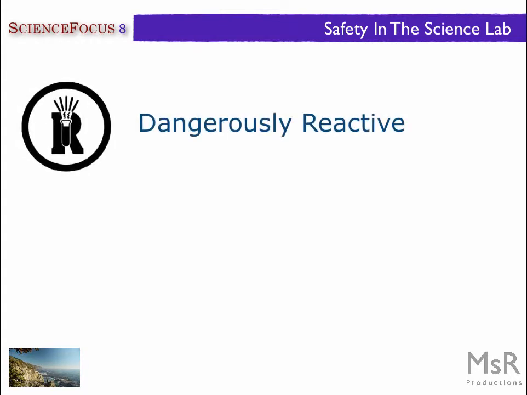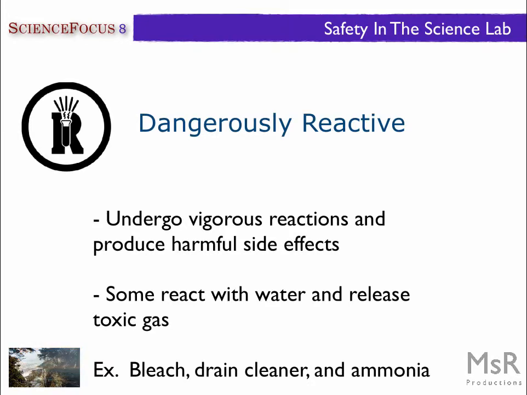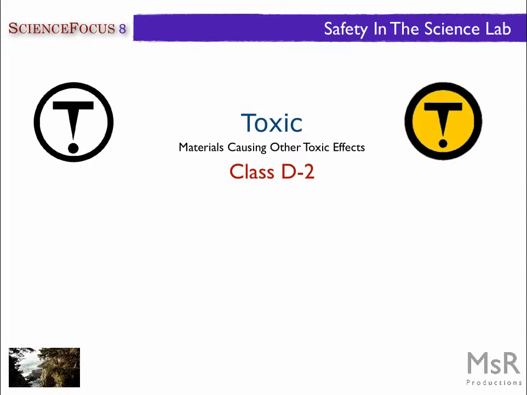Certain chemicals, when they're mixed, undergo vigorous reactions and can produce harmful side effects. They may react violently under conditions of shock or when there is an increase in pressure or temperature. They may also react vigorously with water to release a toxic gas. So chemicals that should not be mixed are bleach, drain cleaner, and ammonia because when they're combined, they form a toxic gas.